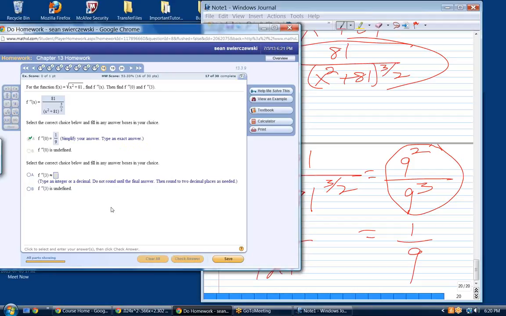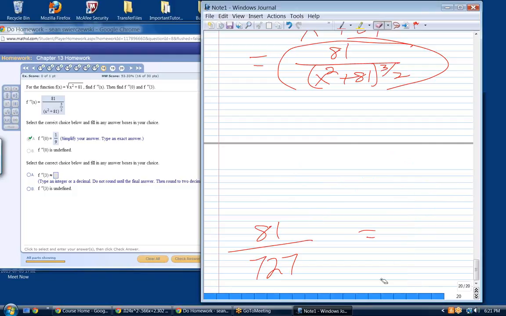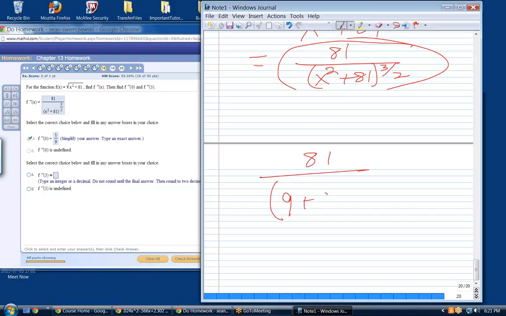And f double prime of 3. Well, all right. It's not undefined. It's not going to cause division by 0, so it's going to be a number. It's 81 divided by 9 plus 81 to the 3/2 power. Oops, yeah, 3 squared is 9.